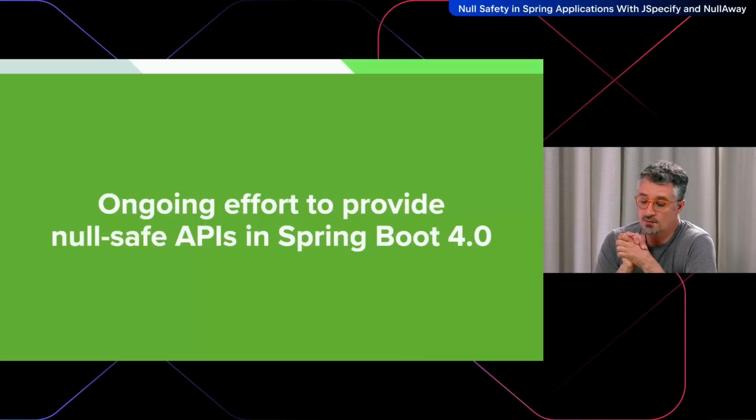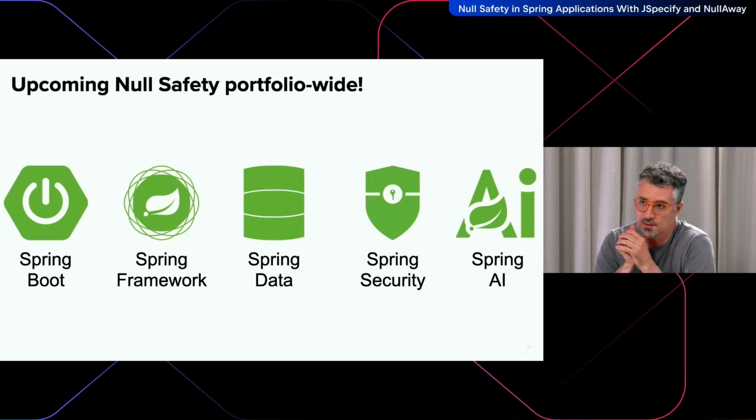So there is an ongoing effort to provide null-safe APIs in Spring Boot 4. And when I talk about Spring Boot 4, I'm talking about Spring Boot itself and all the Spring portfolio. I think this is the biggest feature we are currently working on. It's really about not providing those null safety annotations just on Spring Framework and some parts of Spring Data like until now. It's about getting all the Spring portfolio to provide null-safe APIs. And believe me, this is a big chunk of work.